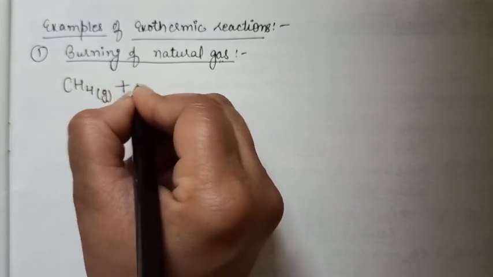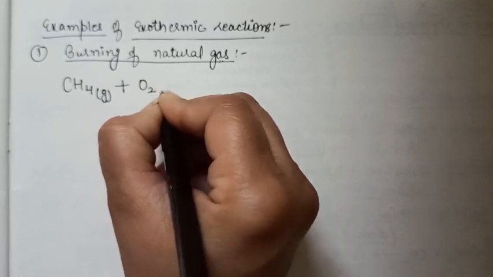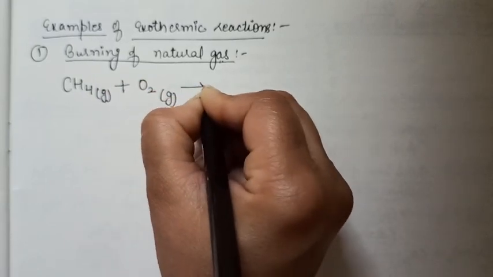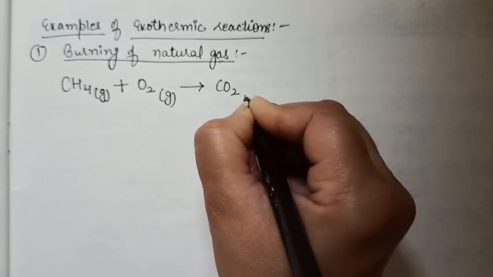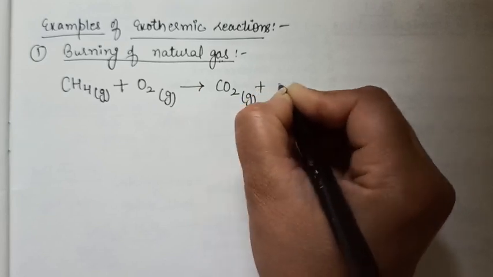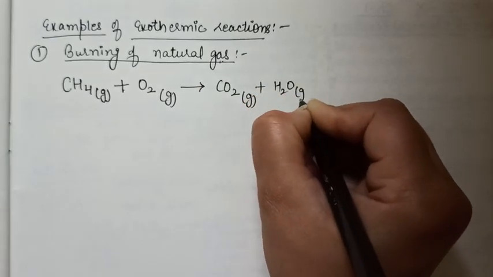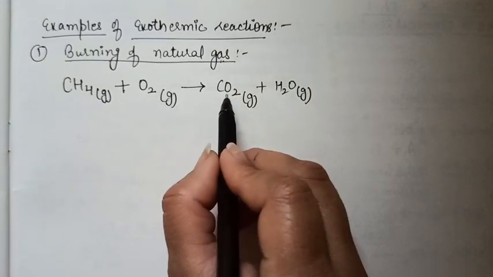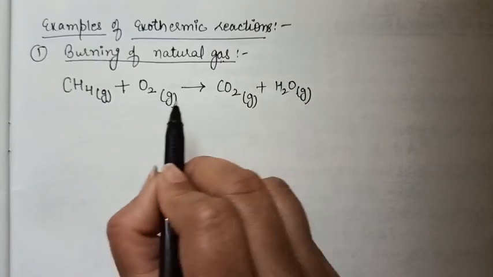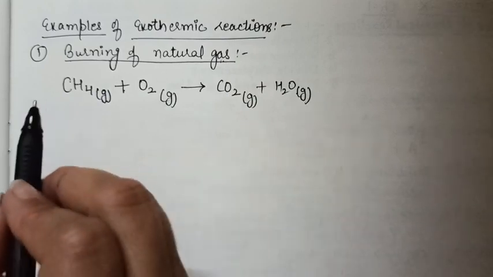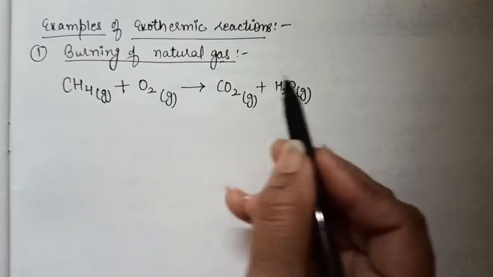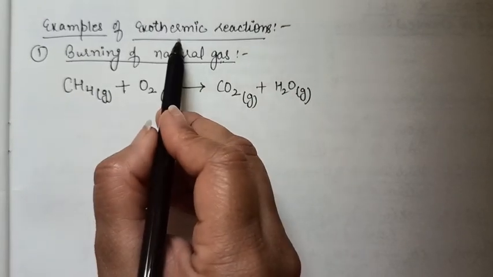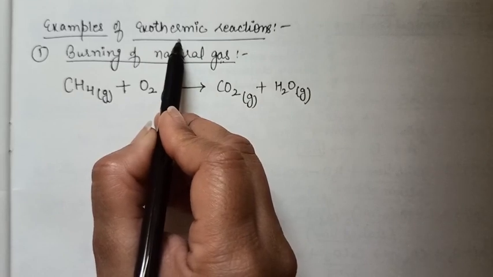When it burns in the presence of oxygen, it will form carbon dioxide gas plus H2O in the form of vapors. Now let's see. Here two products are formed, so it is not a combination reaction. But in this reaction, heat is released, so it is an exothermic reaction.